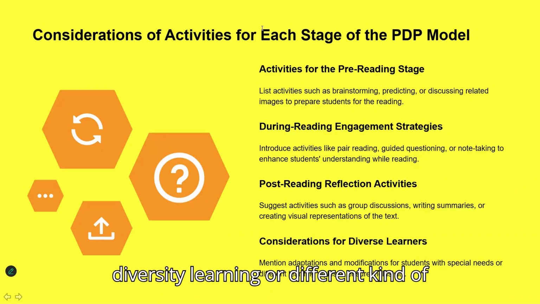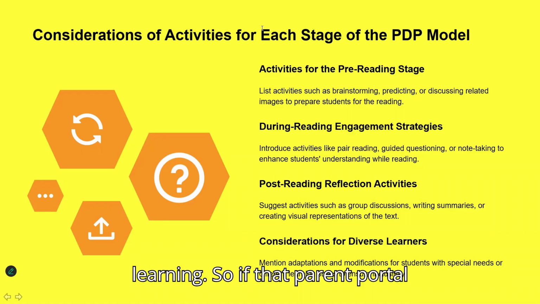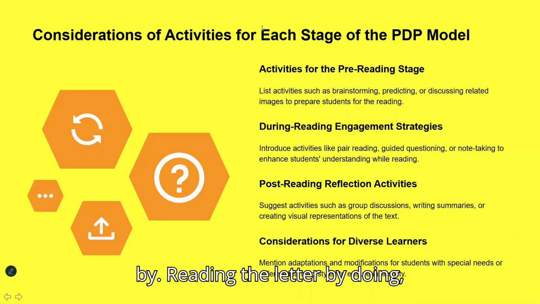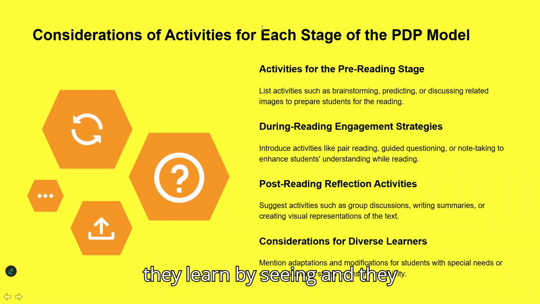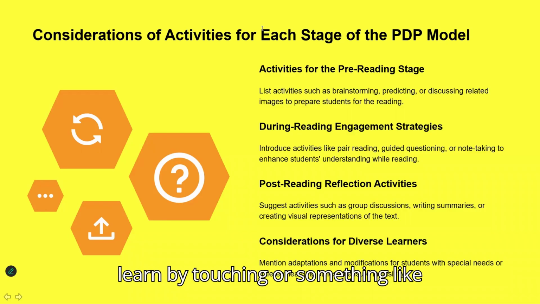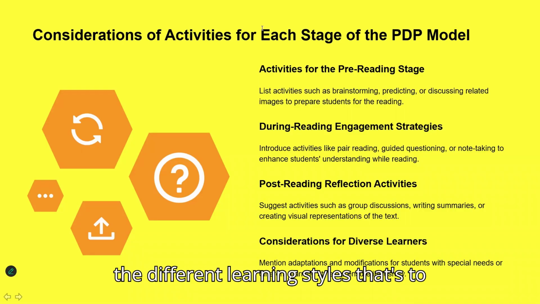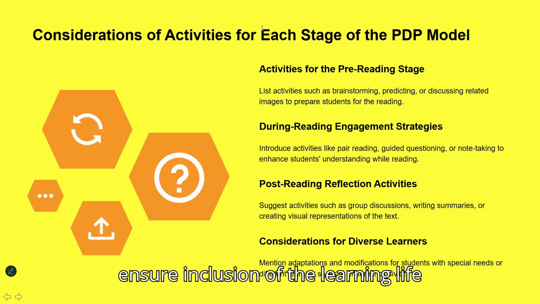And also diverse learning, or different kinds of learning. That's very important as well, and we can use it because some students learn by reading, they learn by doing, they learn by seeing, and they learn by touching or something like that. So we need to include the different learning styles to ensure inclusion of the learners, right?